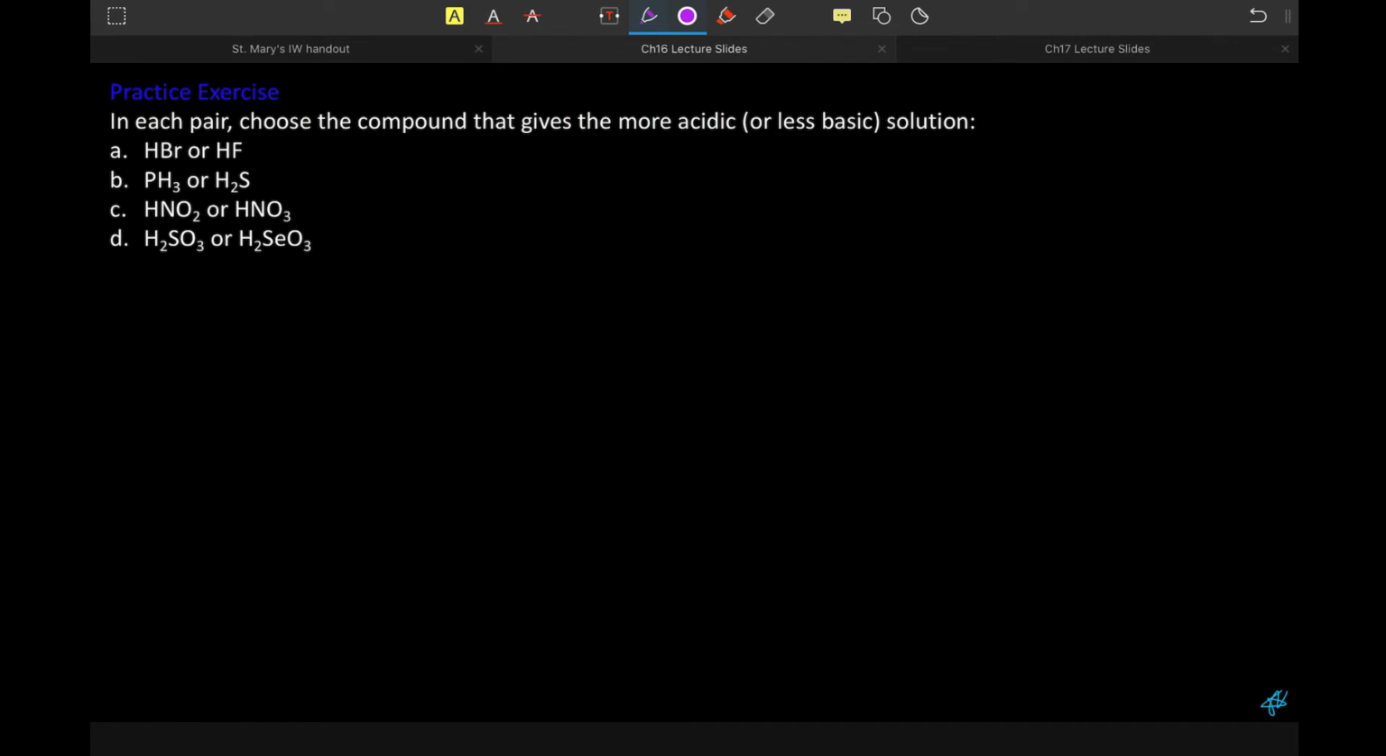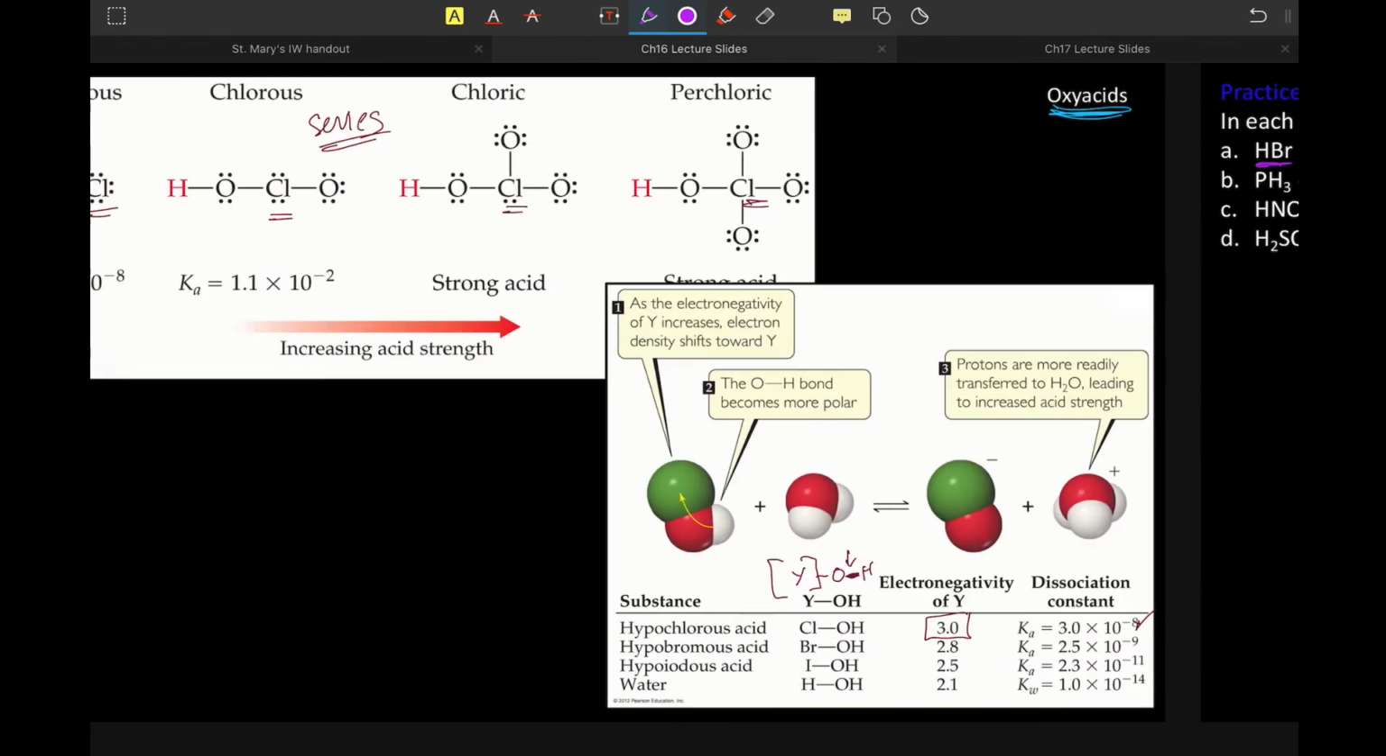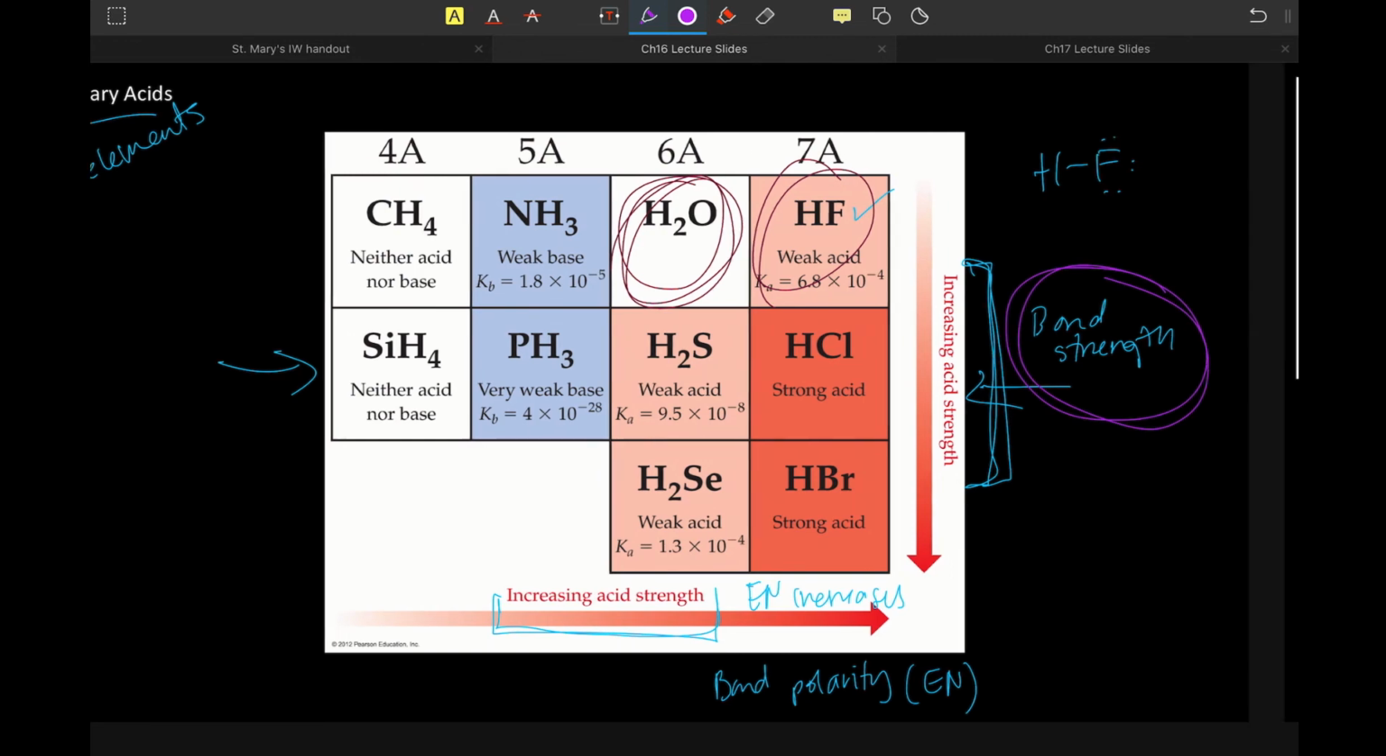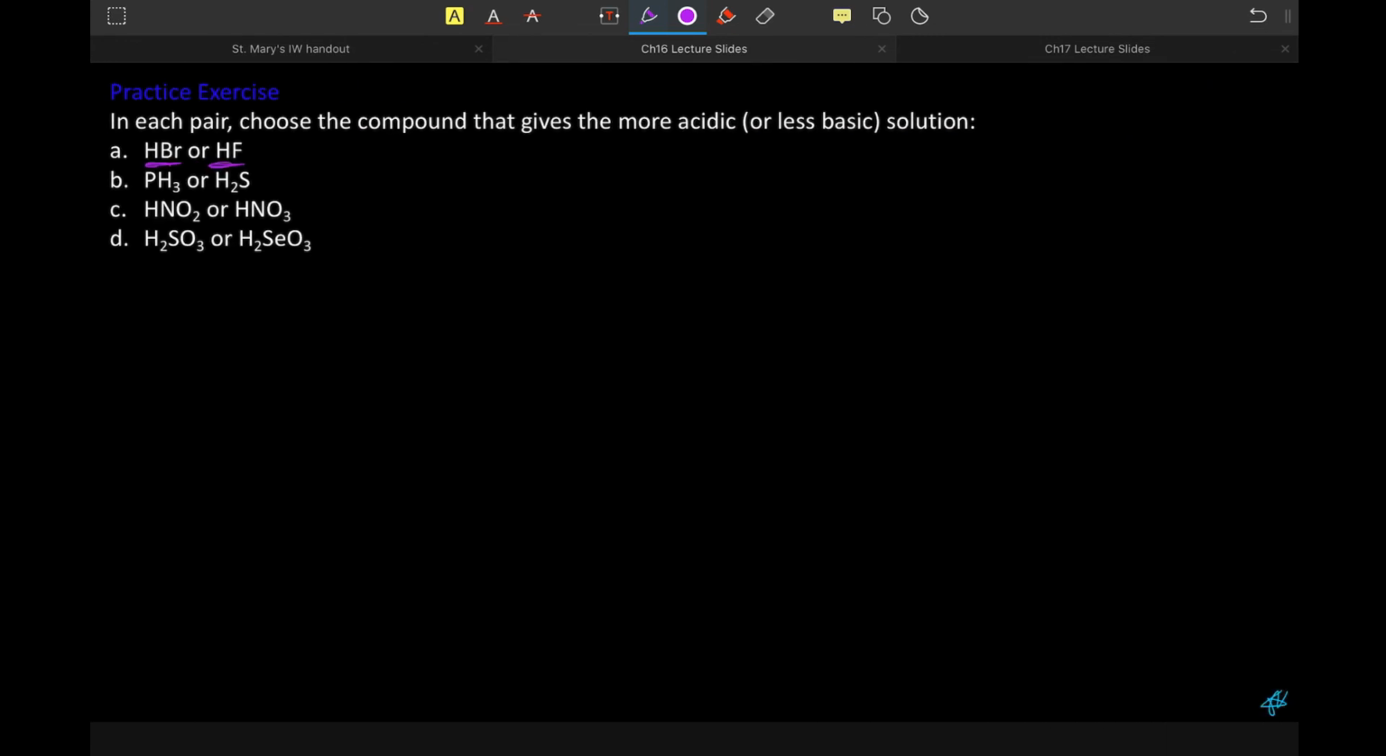things. So if we're looking at HBr versus HF, bromine and fluorine are in the same group. So we would be looking at, like we said over here, bond strength. HF has a stronger bond than HBr, so looking for more acidic, the one that will more readily lose its proton is HBr, right?